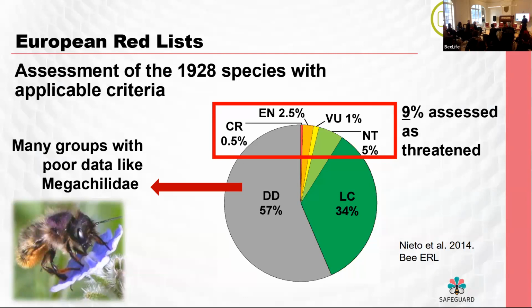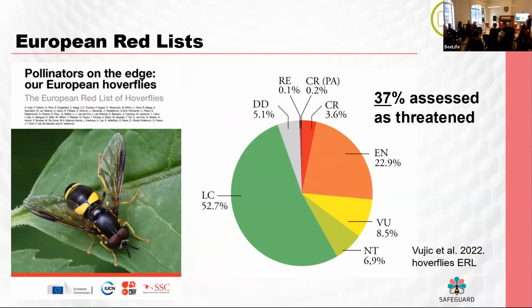So there is a huge knowledge gap, and hopefully for the bees, we will reduce this percentage of data deficient species in the next assessment. For the two other groups of pollinators, the percentage of data deficient is much lower. It's not that bee people are working less than hoverfly people or butterfly people, it's just that we have more bee species than butterflies and hoverflies combined.